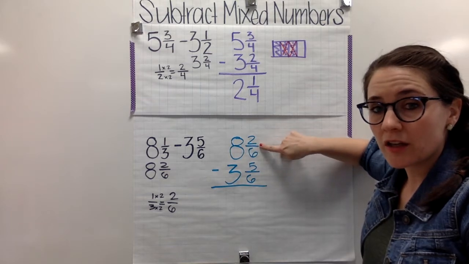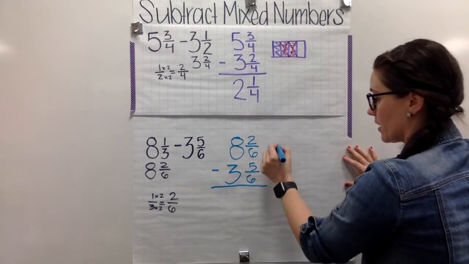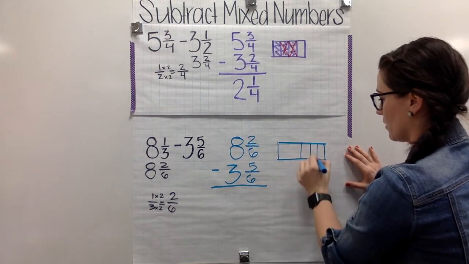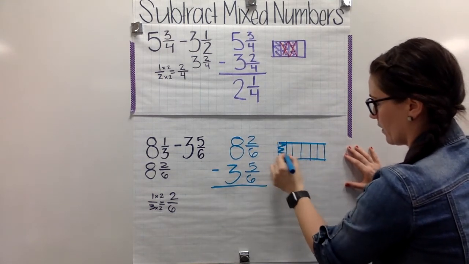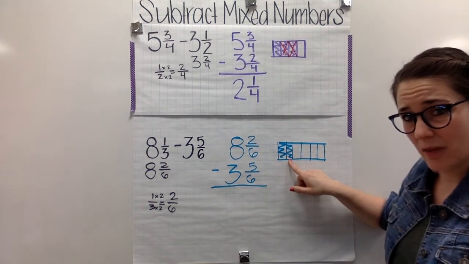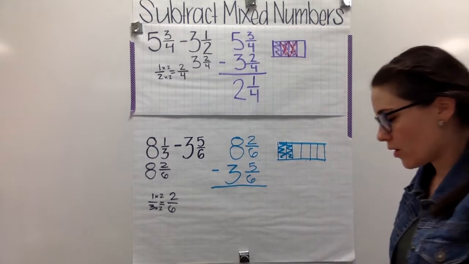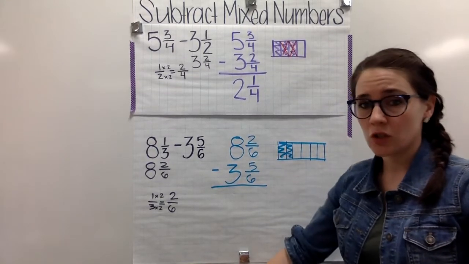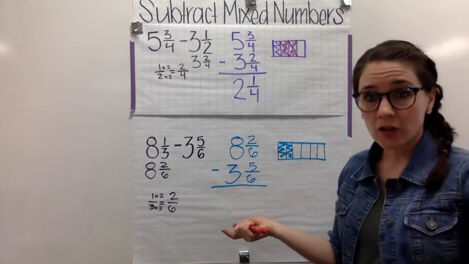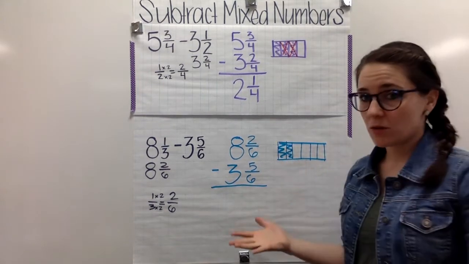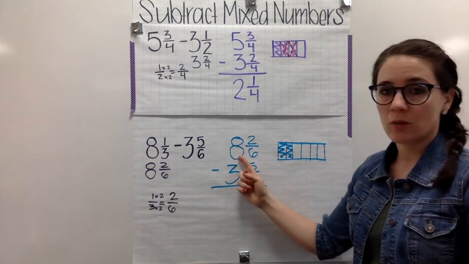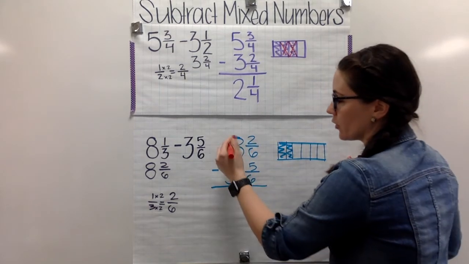This is smaller. So if I were to model this, I only have 2/6. Can I take 5/6 away? No, I can't. So what do we always do when we can't subtract? We ungroup, right? So we're going to do the same thing here. This is our fractional value. We have to go to our whole number and we have to ungroup.